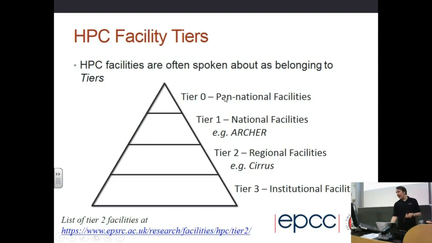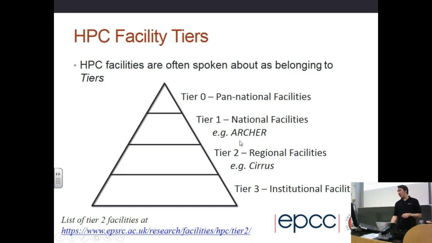The very highest level, which people call tier zero, are pan-national facilities. I mentioned that EPCC was part of a European project called PRACE, the Partnership for Advanced Computing in Europe, and PRACE buys of order four or five tier zero systems distributed across Europe, which are obviously hosted in a particular country, but they serve the European community. So pan-national facilities are tier zero.